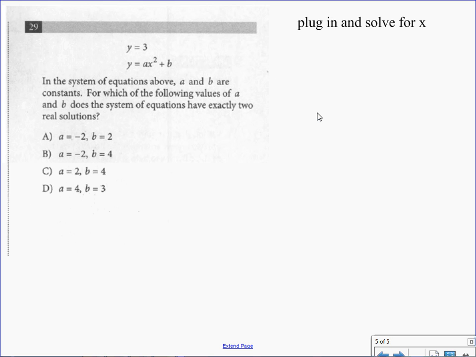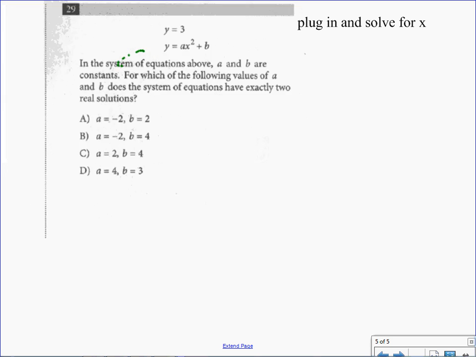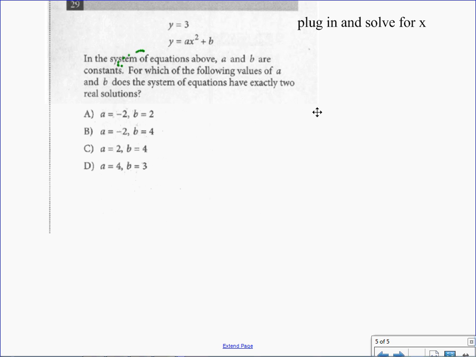So for this equation, the first step for this question is to replace the y here with 3. And then you're just going to plug in each of the given answers and see which one gives you 2 solutions, because you're being asked for 2 solutions.